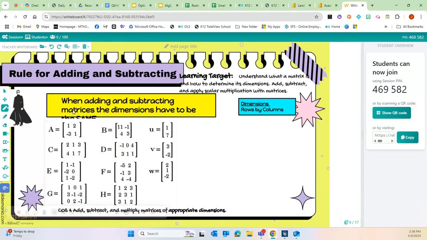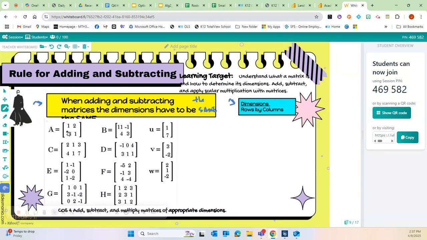So when adding, let's take a look at what's in this yellow box. When adding and subtracting, your matrices do have to have the same dimensions for you to be able to add, and it'll have to be the same. Somehow that did not get in my yellow box. Just a reminder in the aqua box that dimensions are always written as rows by columns.